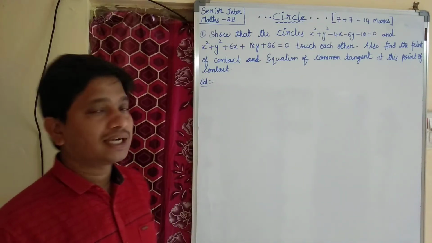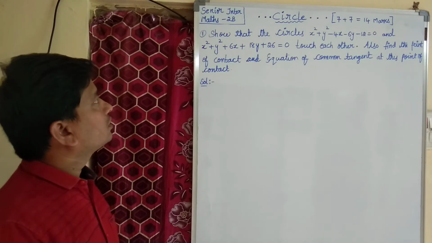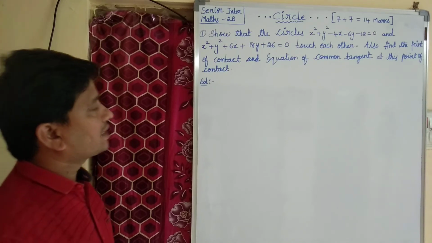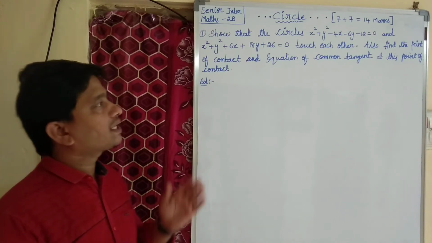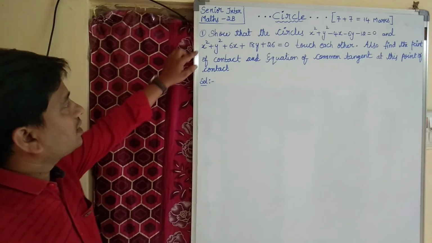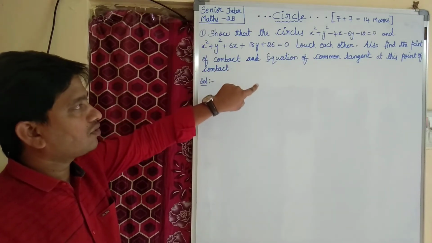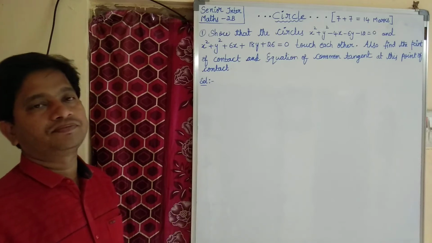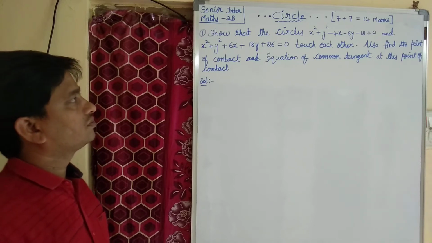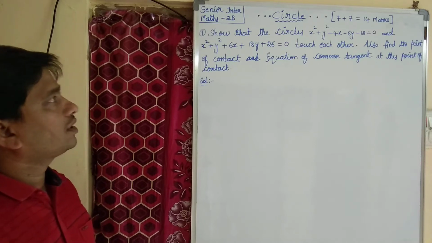Coming to circles part 2, type 2 method of problems. Coming to question number 1: show that the circles x square plus y square minus 4x minus 6y minus 12 equal to 0, and the second equation of circle x square plus y square plus 6x plus 18y plus 26 equal to 0, touch each other. Also find the point of contact and equation of common tangent at this point of contact.